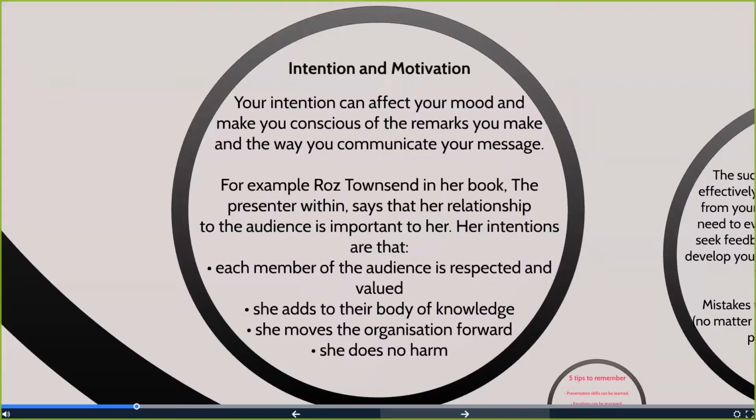She's a professional presenter. She goes into workplaces, and her guiding light is that each member of the audience is respected and valued. She adds to their body of knowledge. She moves the organisation forward, and she does no harm. If that can be a guiding principle to anything that you do, you're going to be well and truly on the right foot.